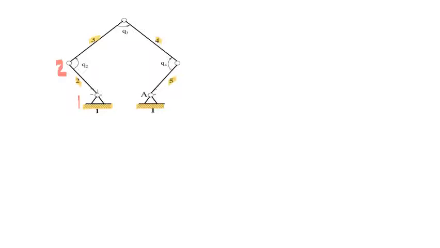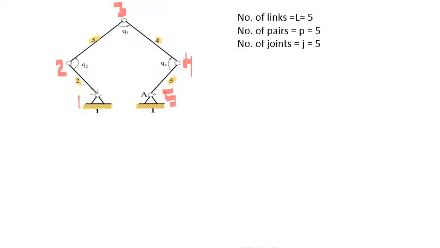3 and 4 makes the third joint. 4 and 5 makes the fourth one. 5 and 1 makes the fifth joint. So the number of joints or number of pairs is equal to 5. Number of links is equal to 5, number of pairs is equal to 5, and number of joints is equal to 5. Okay, now let us check whether the given kinematic chain is a structure or not.